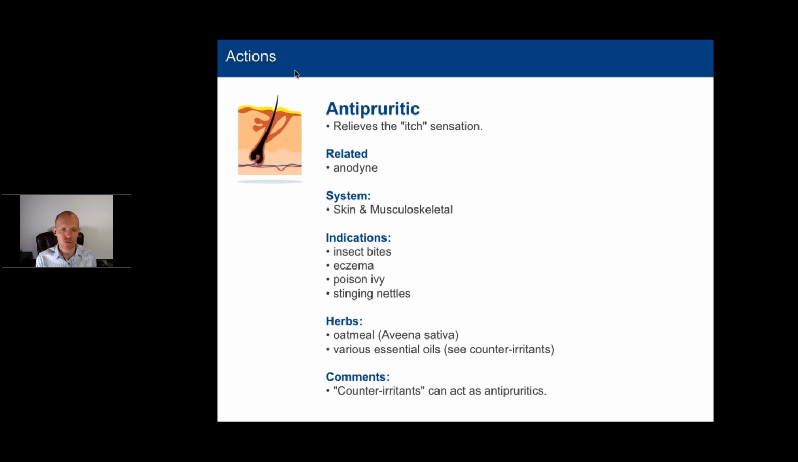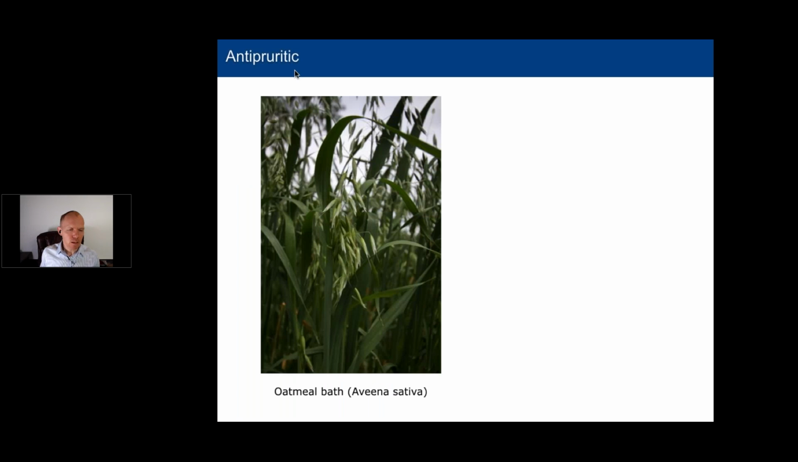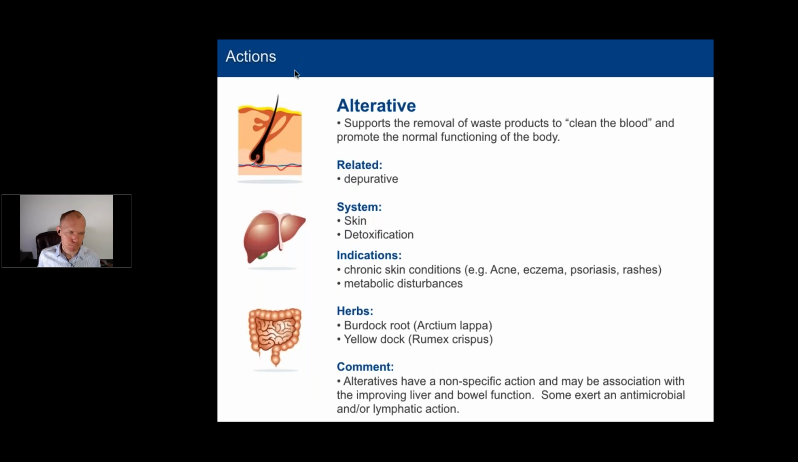And this is one of the indications for counter-irritants, how they work. They basically irritate the skin, like essential oils will do this, or cayenne will do this. It irritates the skin, increases blood flow to the area, and can help to relieve pain by a couple of different mechanisms. But one of them is this distraction technique. So oatmeal is one example of an anti-pruritic. It doesn't have that hot and cold sensation mechanism. It works by a different mechanism.